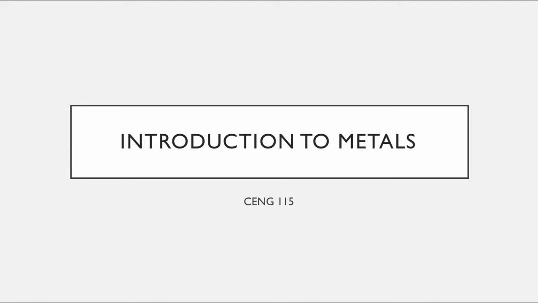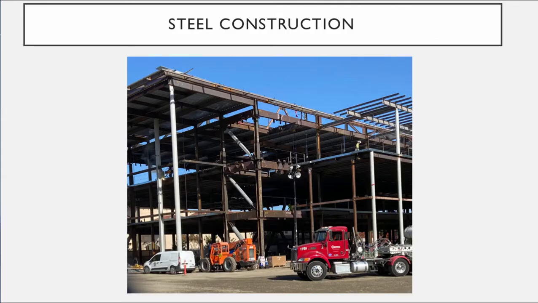Hello, and welcome to our overview of metals and where we're going in talking about metals. This will be chapters 2 and 3 in your textbook. So when we think of metals and we think of civil engineering, most likely we're thinking of steel. But you could be working with aluminum, who knows, maybe a fancy titanium alloy. It's hard to say what's coming in your future.